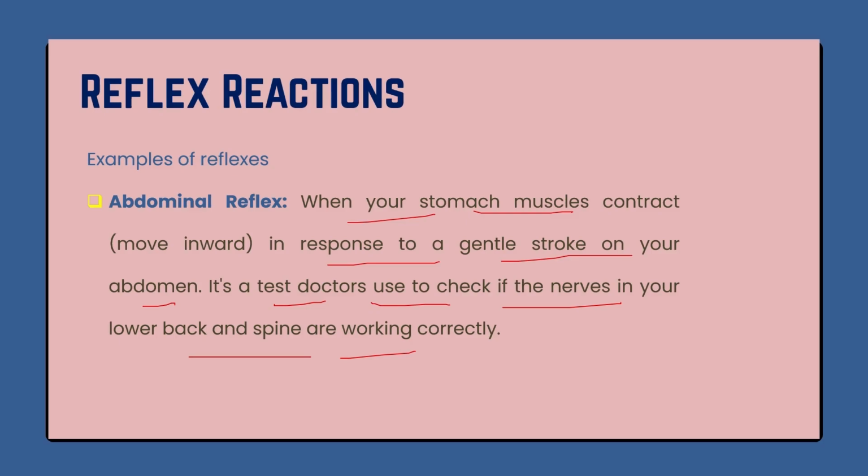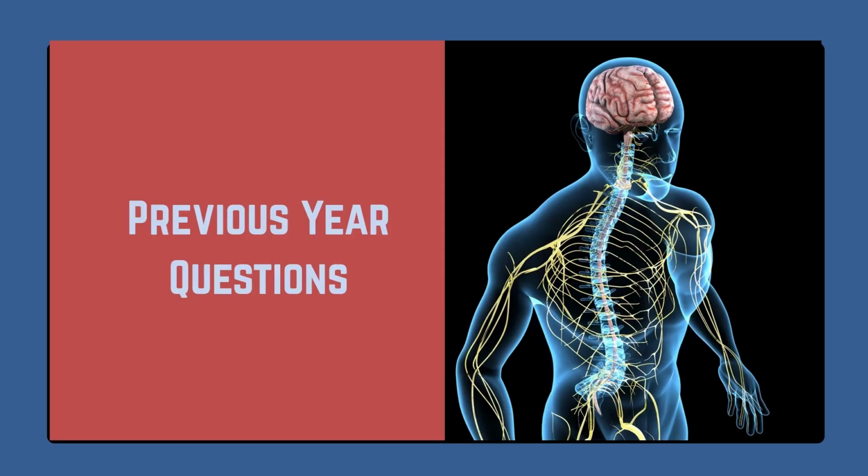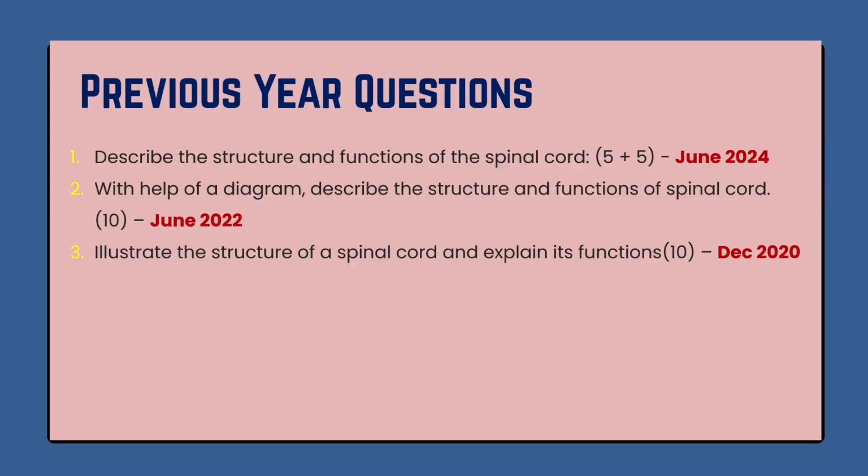All right. Let's look at some of the previous year questions now. What kind of questions have come from this topic before? First one, June 2024: describe the structure and function of the spinal cord. So we have seen the structure and function of the spinal cord.